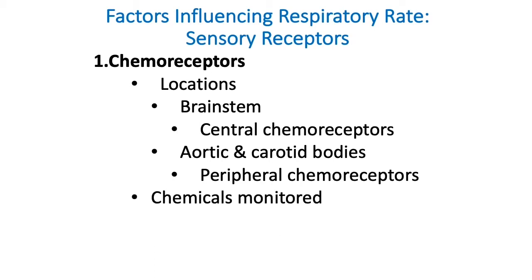Chemoreceptors monitor blood chemicals. They are monitoring specifically oxygen levels, carbon dioxide levels, as well as hydrogen ion levels. But remember, central chemoreceptors are only stimulated by hydrogen ion levels that come directly from carbon dioxide, whereas the aortic and the carotid bodies, the peripheral chemoreceptors, are monitoring the partial pressure of oxygen, the partial pressure of carbon dioxide, as well as hydrogen ion.